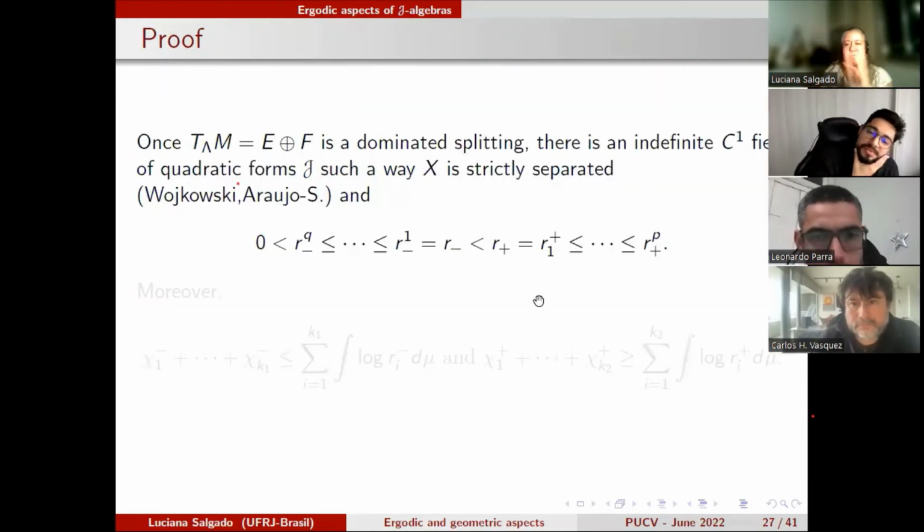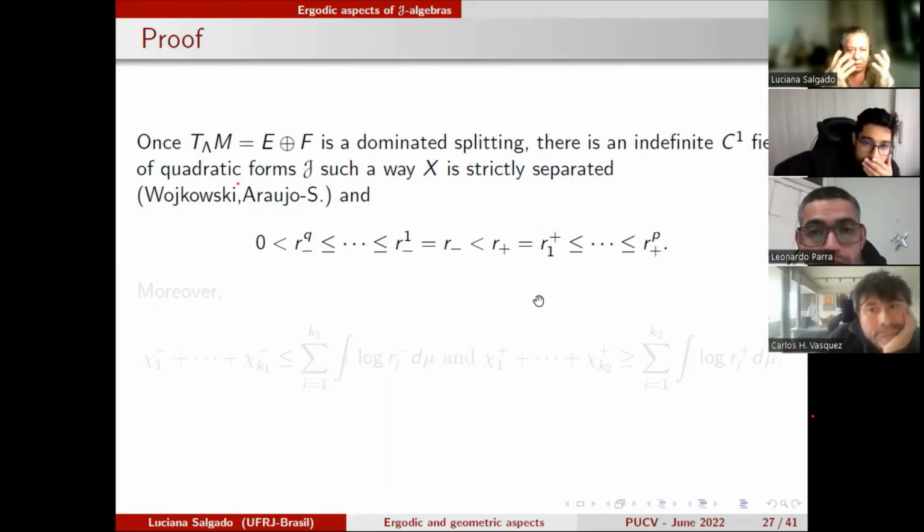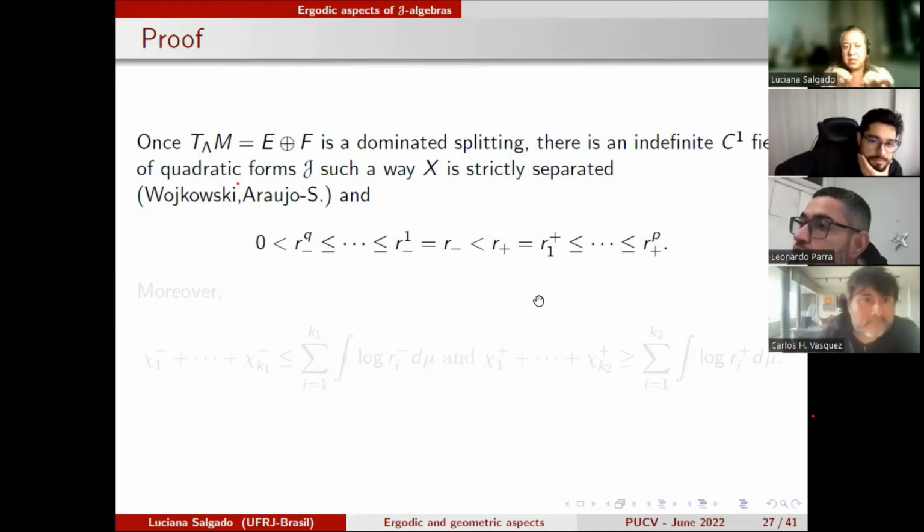Okay, let's go to prove it. This is the real theorem that I would like to prove today. So you consider the dominated splitting, and because of my work with Vitor and the work of Wojtkowski, we know that we have the C1 field of quadratic forms such that X is strictly separated.